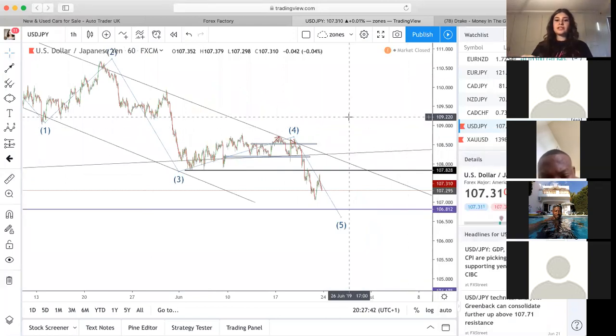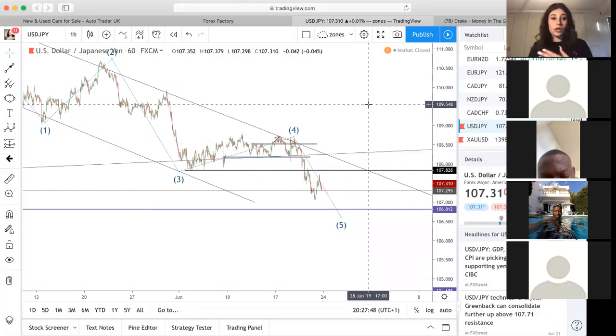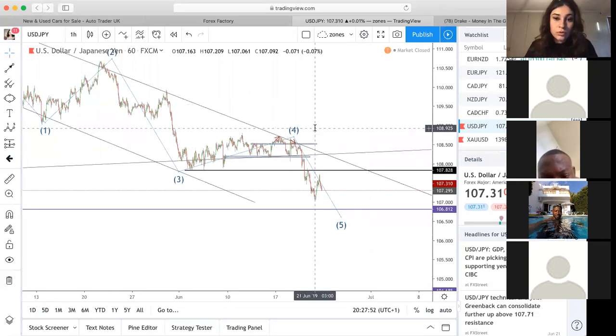And for your lot sizes, please use the lot size calculator on MyFX book to calculate what your lot sizes should be, because I'm seeing one lots on £200 accounts, and it's just a bit crazy. So just make sure you're using the right lot sizes.